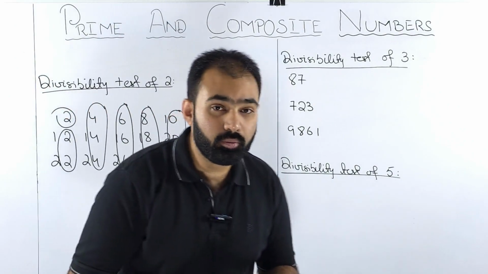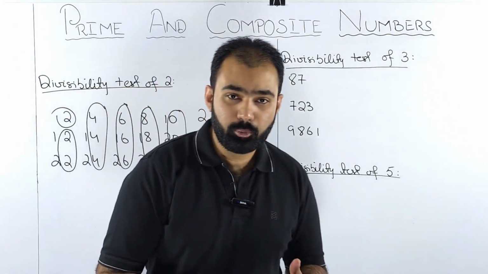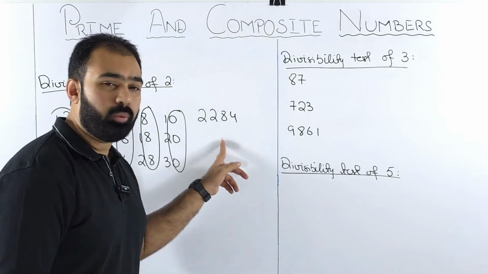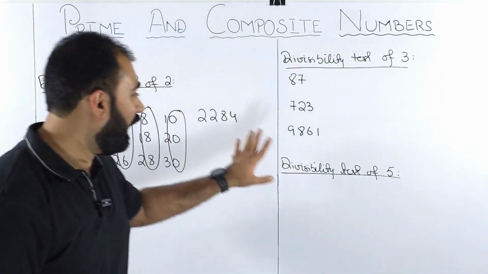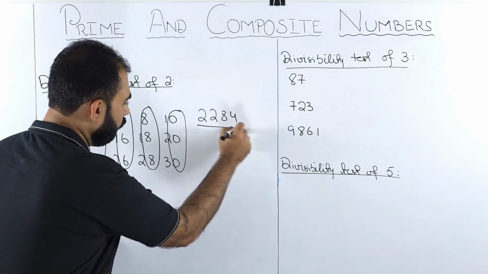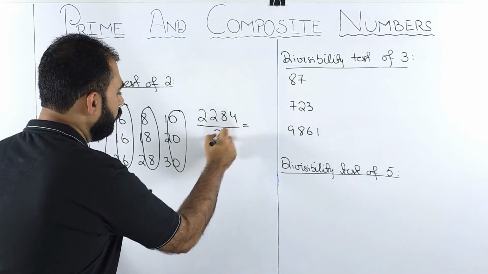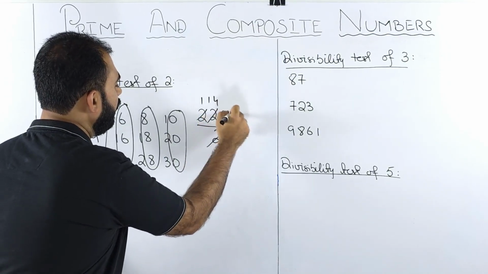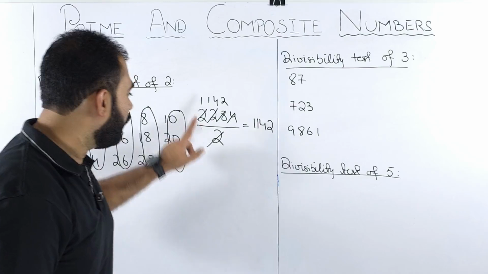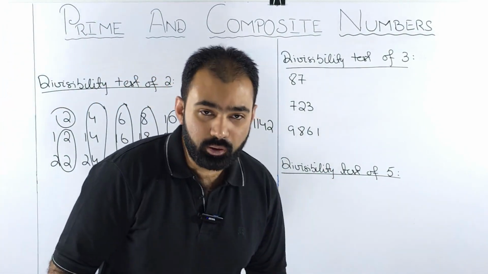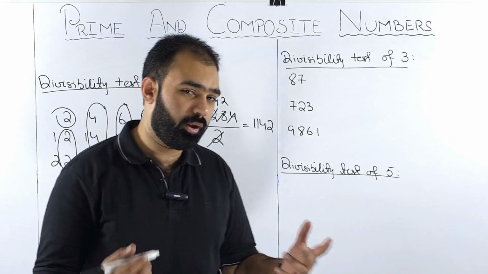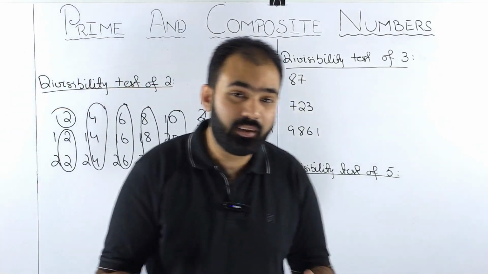Now, according to the definition, a prime number should be completely divisible by two numbers only, 1 and itself, which means 1 and 2284, and it should not be divisible by anything else. But as it is an even number, it is completely divisible by 2. If I divide it by 2, I get 2 ones are 2, 2 ones are 2, 2 fours are 8, and 2 twos are 4, which means 1142, a whole number, which makes 2284 a composite number, because it is easily dividing by 1, itself and also by 2. It is completely dividing, right?